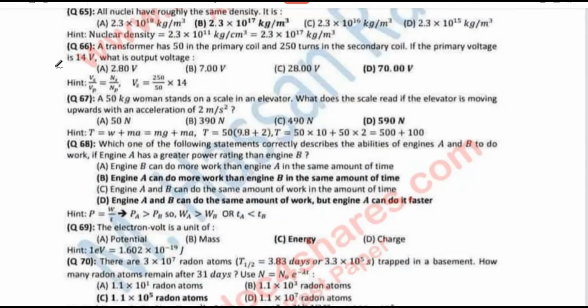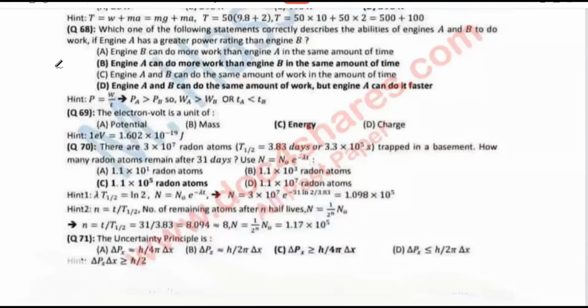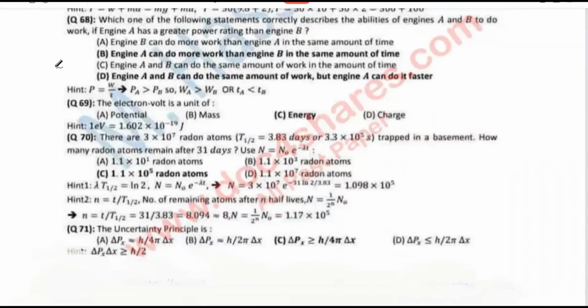68, which one of the following statements correctly describes the abilities of engines A and B to do the work, if engine A has a greater power rating than the engine B? So the answer is B, engine A can do more work than the engine B in the same amount of time. So 69, the electron volt is the unit of energy.